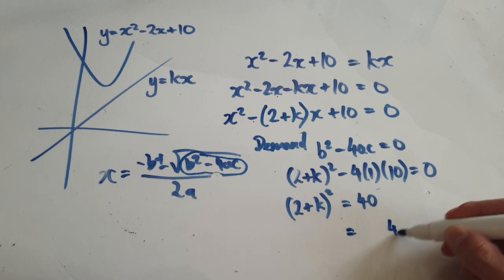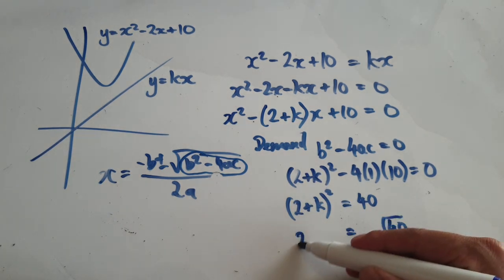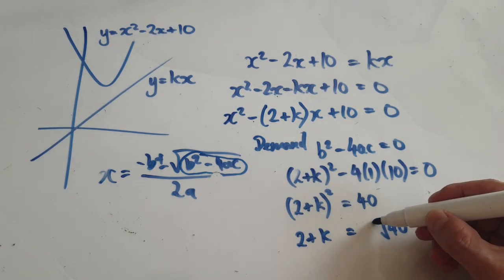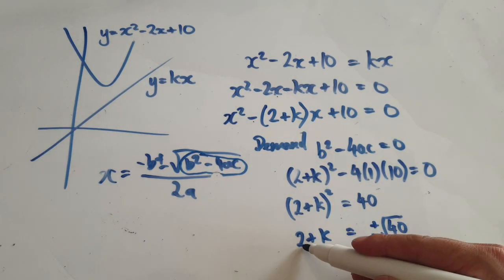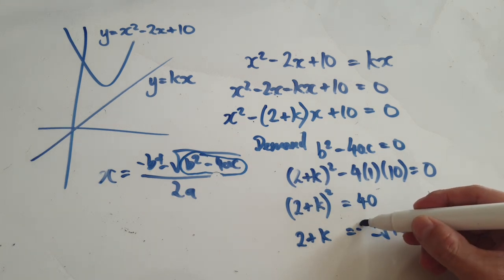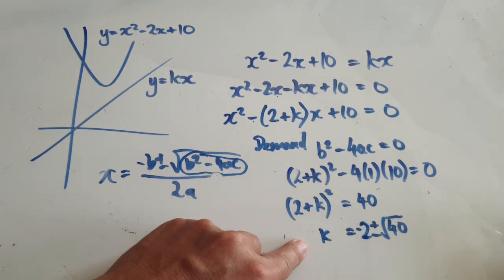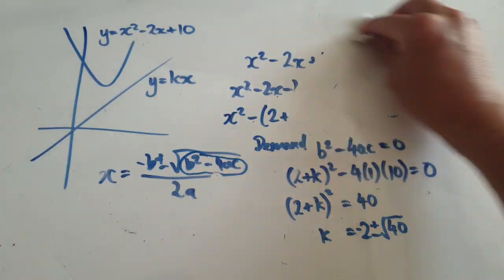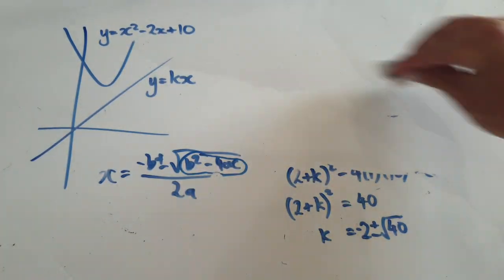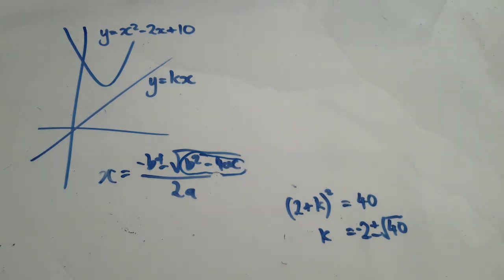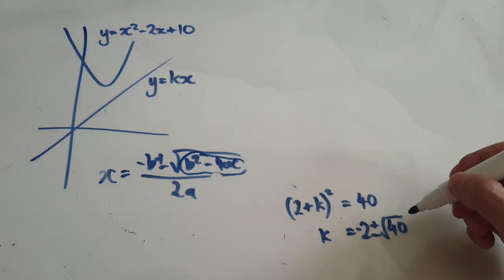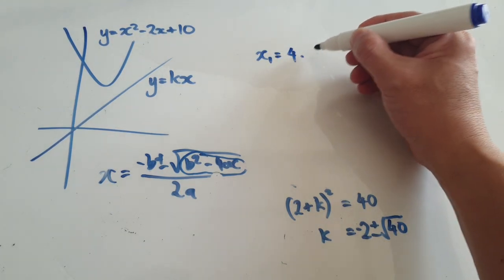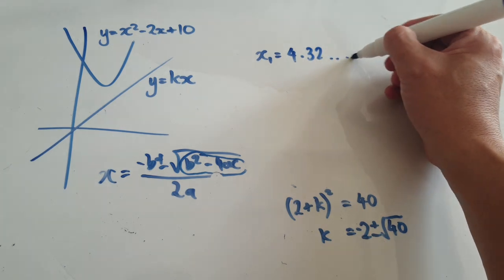So that would be the square root of 40 equals 2 plus k. Remember, when you square root something, you would get two versions, the positive version and the negative version. Now take away 2 from both sides. So k equals this thing here. So k equals this number here. So you've got to jump to your calculator and punch it in. It turns out, I did it earlier, it turns out that minus 2 plus root 40 is this thing here, 4.32, and it goes on forever.